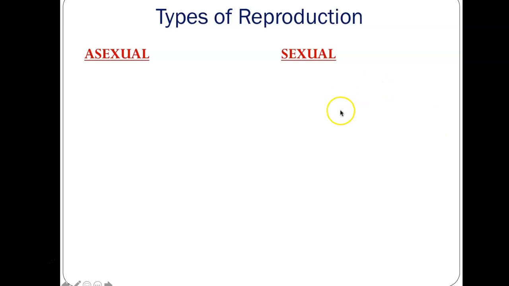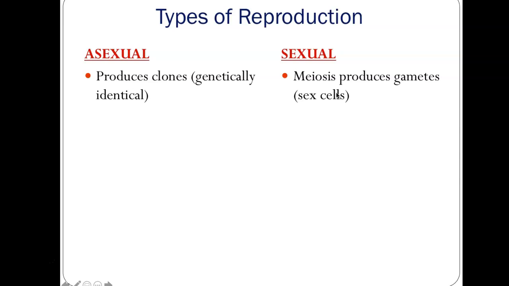So two types of reproduction, asexual and sexual. Asexual reproduction is going to produce clones, genetically identical. That's like a bacteria that undergo binary fission. That's like the planaria. When you cut a planaria in half and two planaria grow, they're clones of each other. Sexual reproduction involves meiosis, producing gametes, sex cells. So gametes, remember, are sperm and egg. And so meiosis is the process of making sperm and egg, in case you were wondering. Asexual reproduction requires only a single parent. Sexual reproduction requires two parents, male and female.